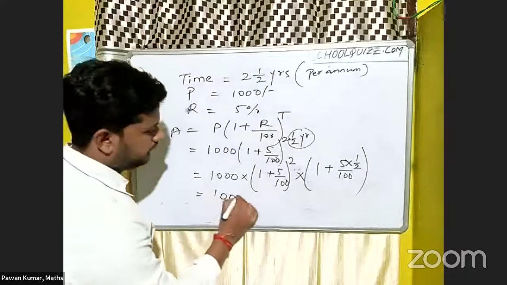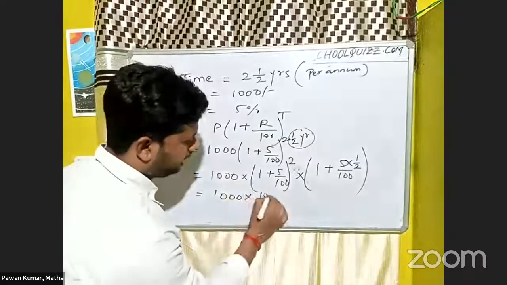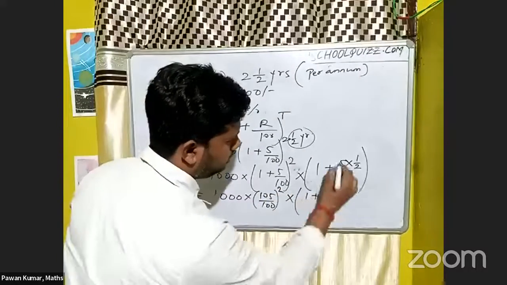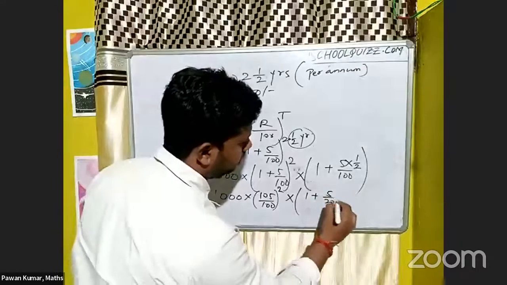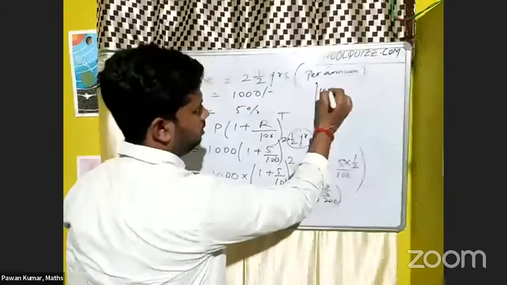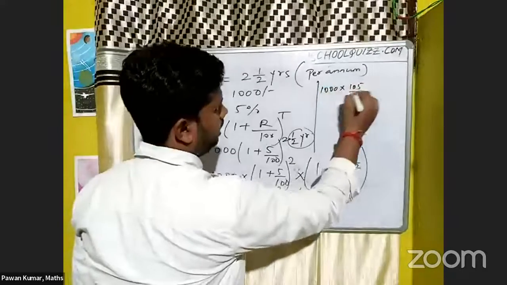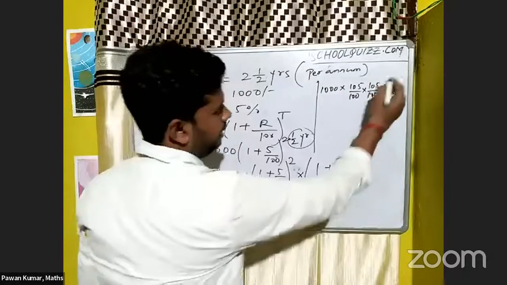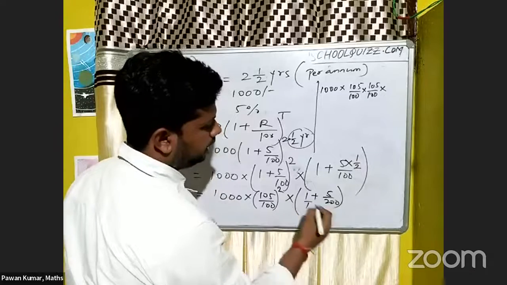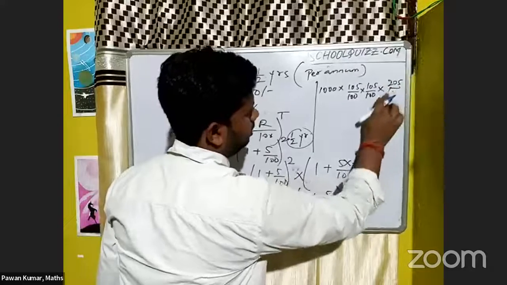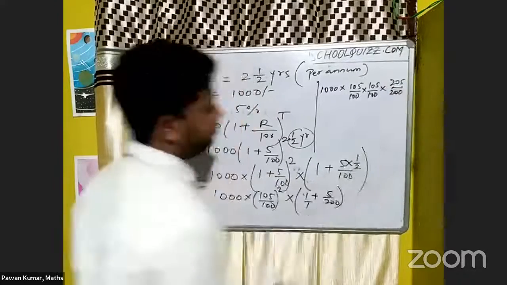So we can do it simply like this. 105 by 100 whole square, and this 2 will go to that side, so 1 plus 5 by 200. Clear? Yes, sir. So 1000 into 105 by 100 into 105 by 100 into this, if I take LCM, 200 and 200 will be here, so 205 by 200. Understand this?